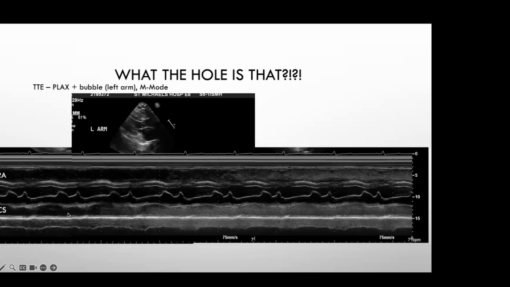Yeah. So you can see the coronary sinus opacifies prior to the right atrium.